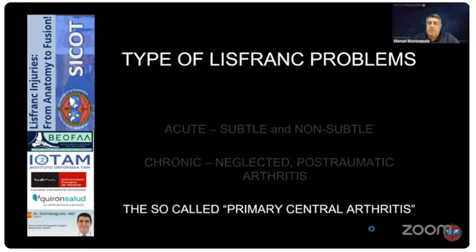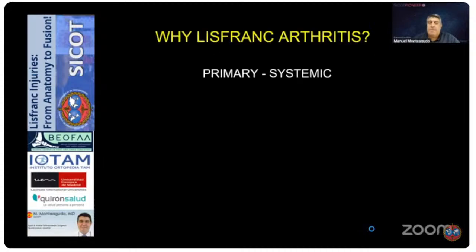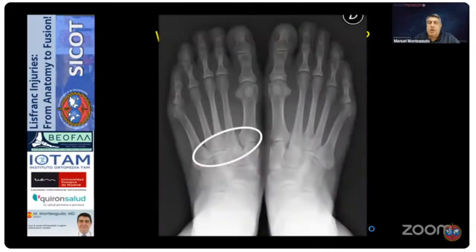And I wanted to draw your attention to the so-called primary central arthritis. It's been a topic of my interest and research for a long time. Most of our books say that there's a primary arthritis of the Lisfranc joint affecting the second and third TMT joints.